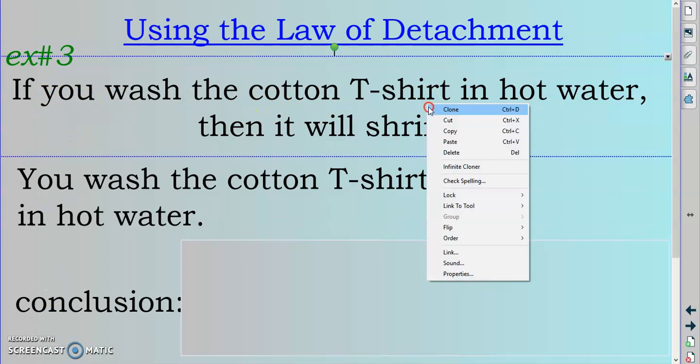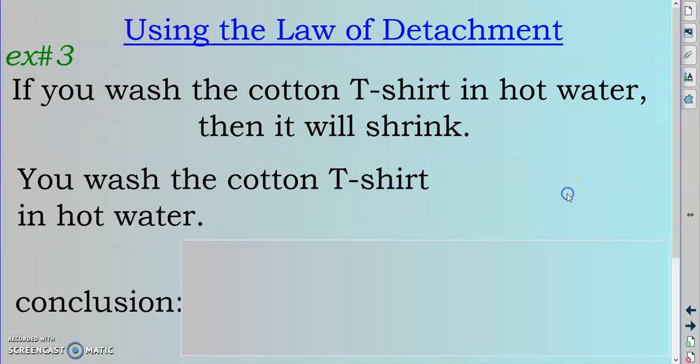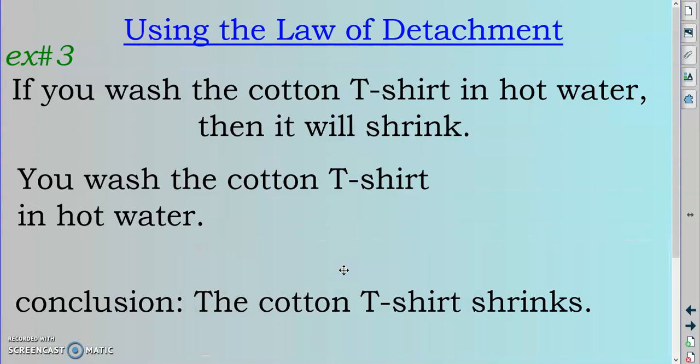If you wash the cotton t-shirt in hot water, then it will shrink. So you wash the cotton t-shirt in hot water. So we're saying the hypothesis is true, which means, using the law of detachment, that my conclusion is true. So it will shrink. Sorry, it shrinks because we washed it, so the cotton t-shirt shrinks.